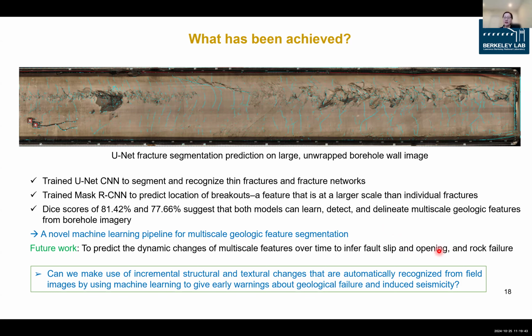Well, this question is unknown, but I'm very interested to dive more into this to see if this can be an alternative approach to give early warnings for induced seismicity.